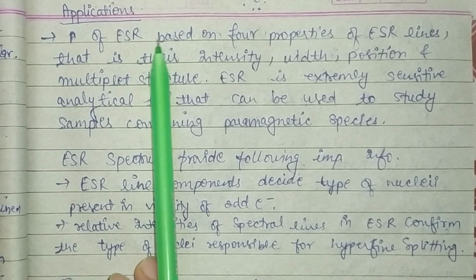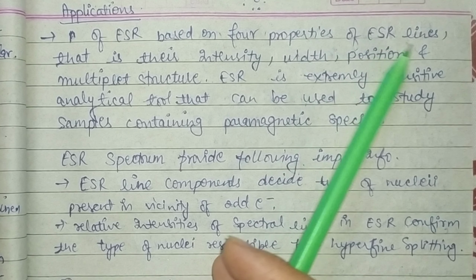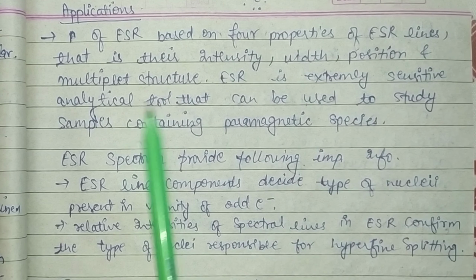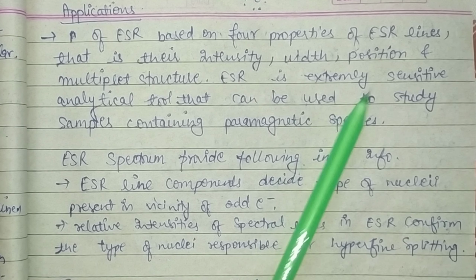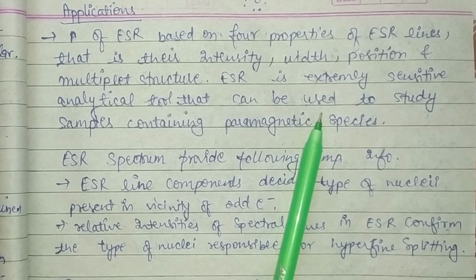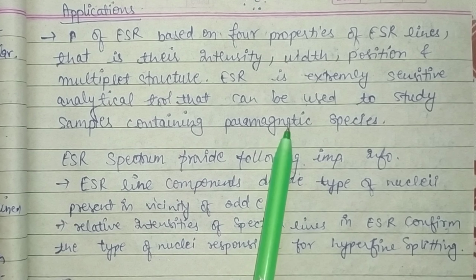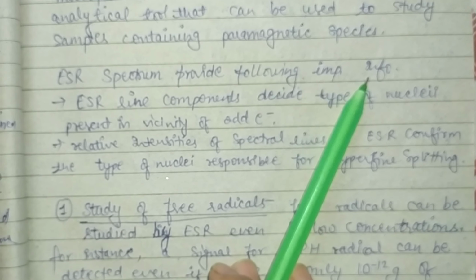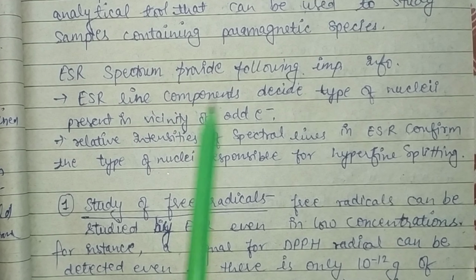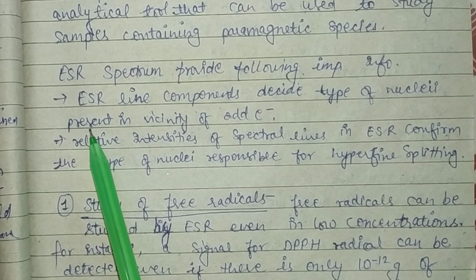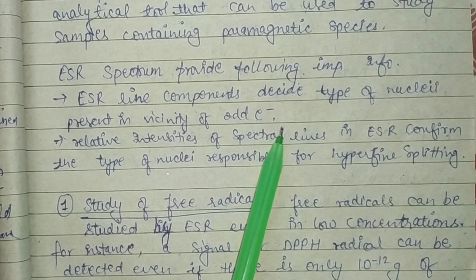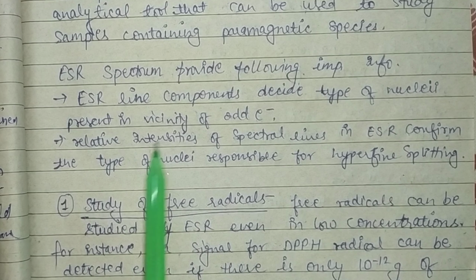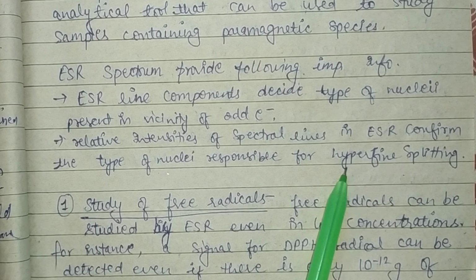So the applications of ESR are based on 4 properties of ESR lines, that is their intensity, width, position and multiplet structure. ESR is an extremely sensitive analytical tool that can be used to study samples containing paramagnetic species. ESR spectrum provides the following important information. ESR line components decide the type of nuclei which is present in the vicinity of the odd electron. Relative intensity of spectrum lines in ESR confirms the type of nuclei responsible for hyperfine splitting.